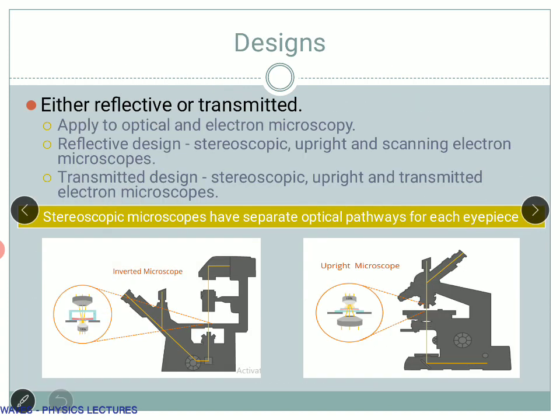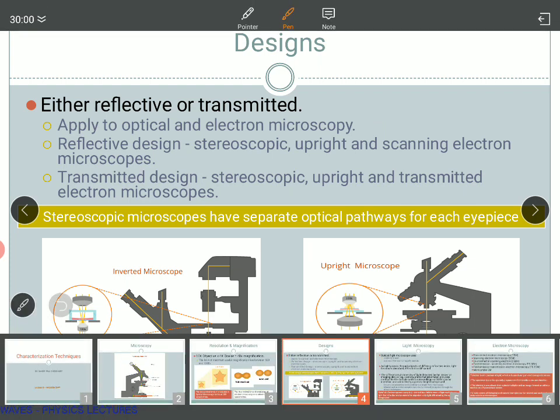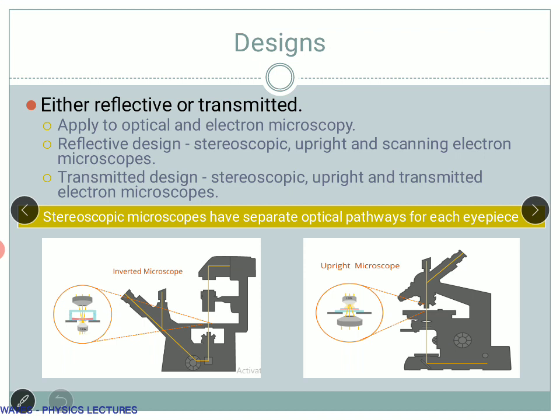So if you look into the design of a microscope, there are effectively two kinds of design which you can see here. This design is basically either reflective or transmitted. Transmitted means that the light will pass through the sample and you observe the signal after the light has passed through it. Reflected means whatever signal is getting reflected from the surface of the sample, we are going to study that. So these are the two kinds of design that we have.